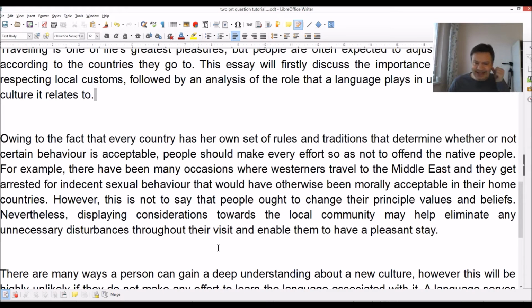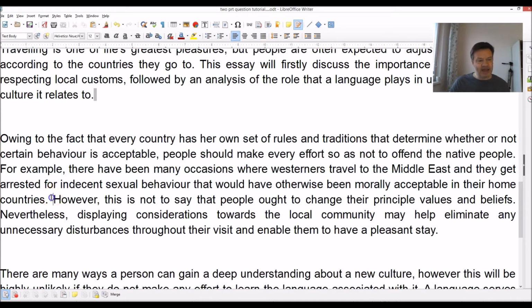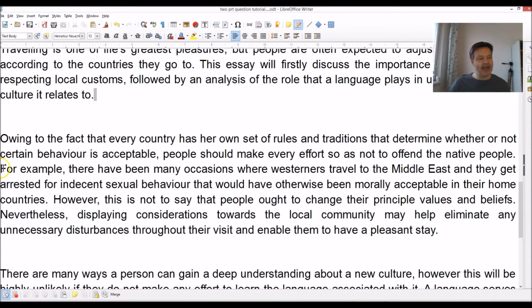So it's a bit of a mixed paragraph. The first couple of sentences are pretty good: this is this, and this is that, and here's an example. But then we've got a slight contradiction which doesn't quite fit. And then displaying concern, we've got the same idea repeated more or less.